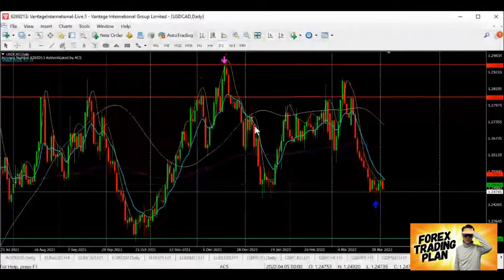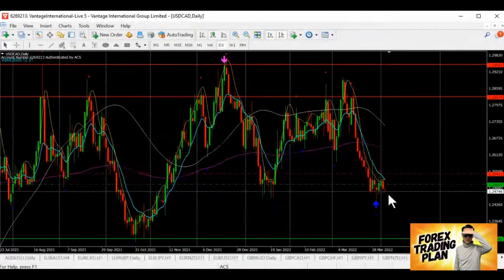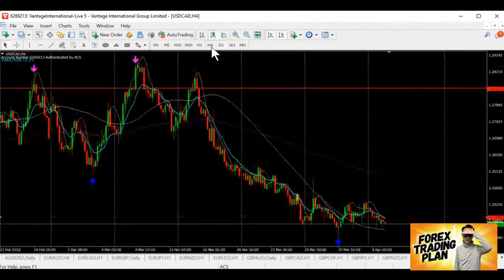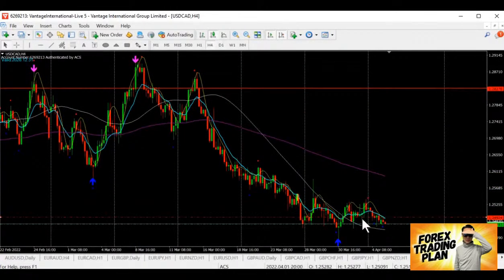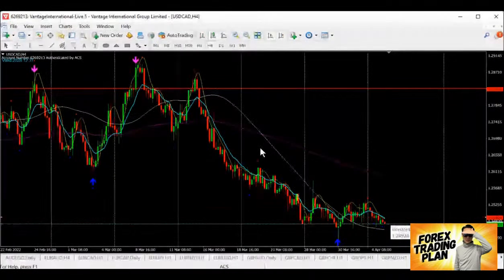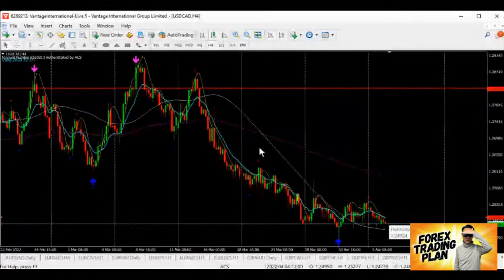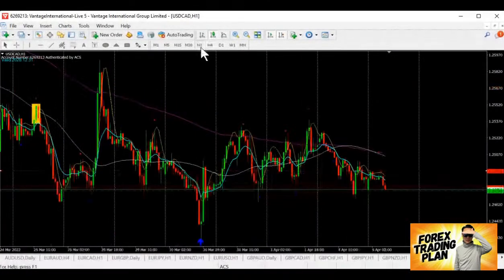Now it has formed coming back as a bear market over here. So I guess yesterday it has successfully broken the support. Okay, let's take a look. Yesterday it met up with the resistance and then came back. So right now dollar CAD is on the support.